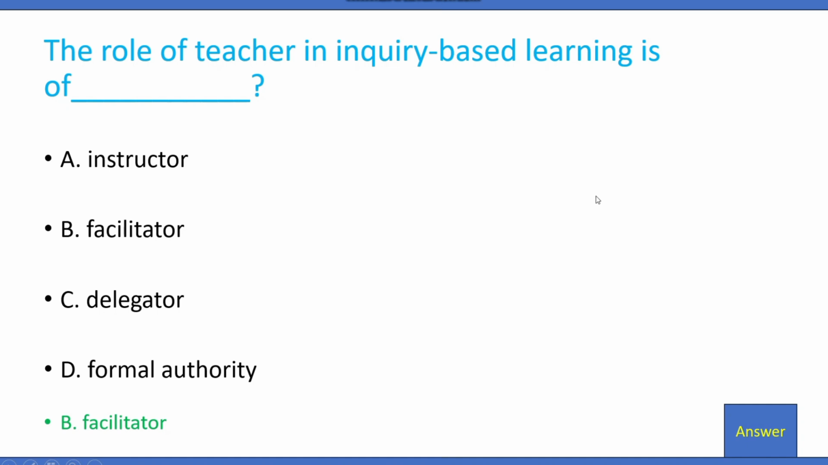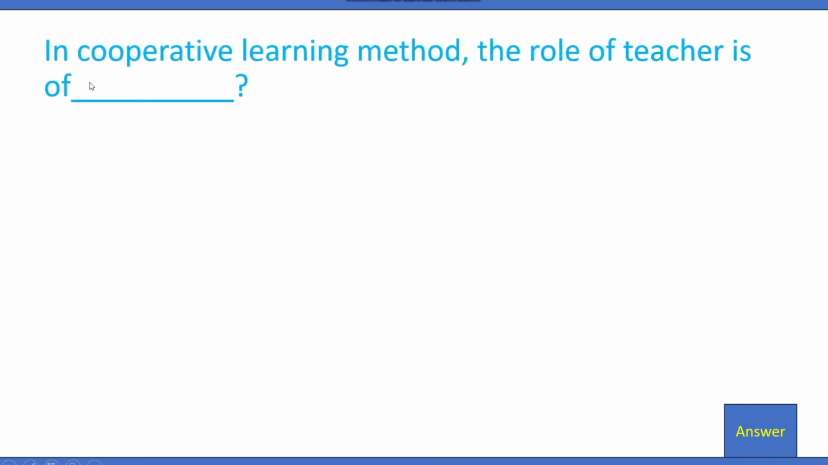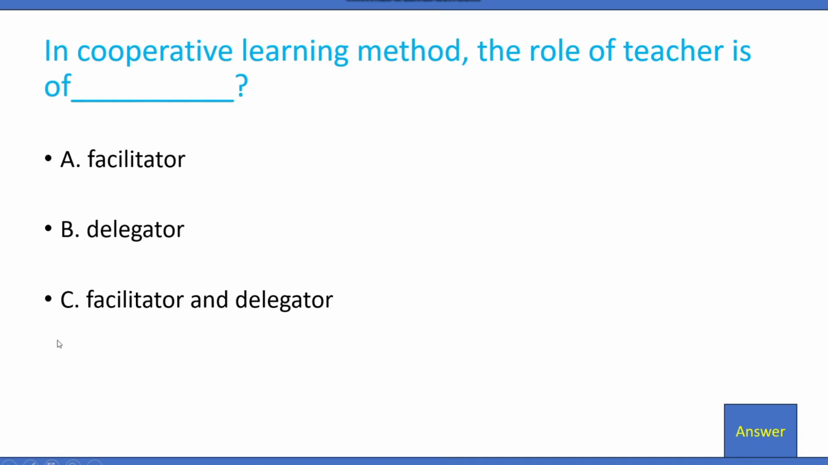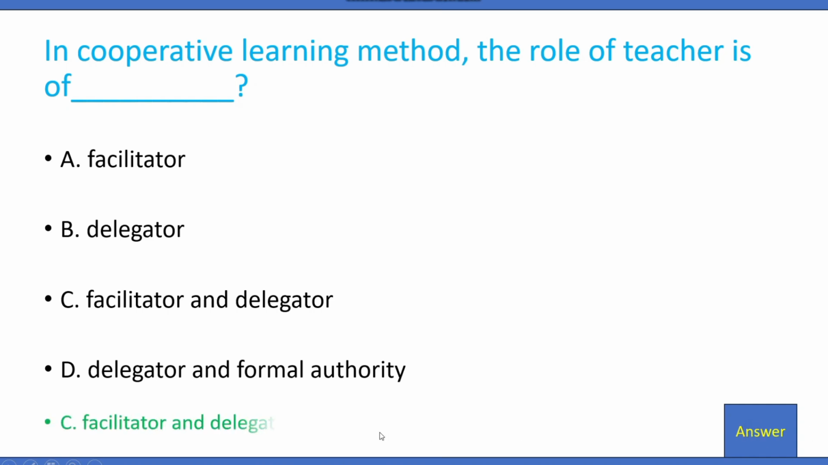It is B. In cooperative learning method, the role of teacher is of dash. A. A facilitator. B. A delegator. C. Facilitator and delegator. And D. Delegator and a formal authority. The right answer would be it is C. Facilitator and delegator.